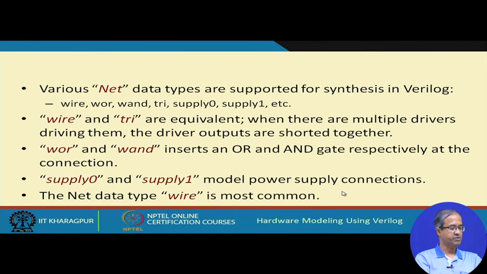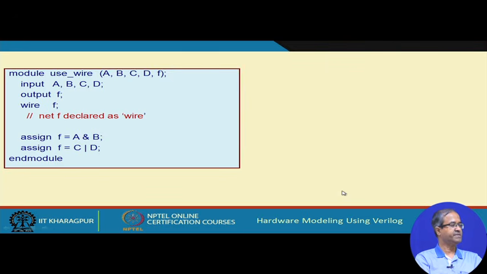Net type wire of course is most commonly used. Let us take some examples. Here I have a module, 5 ports are there, A, B, C, D are input, output is F. Now, here I am declaring F as type wire.